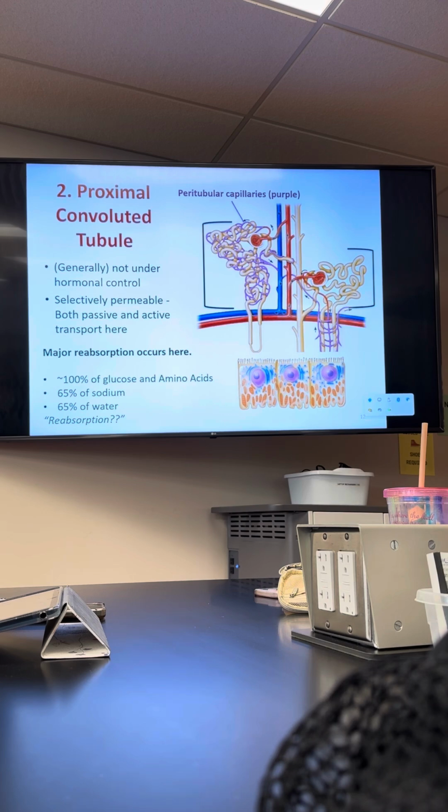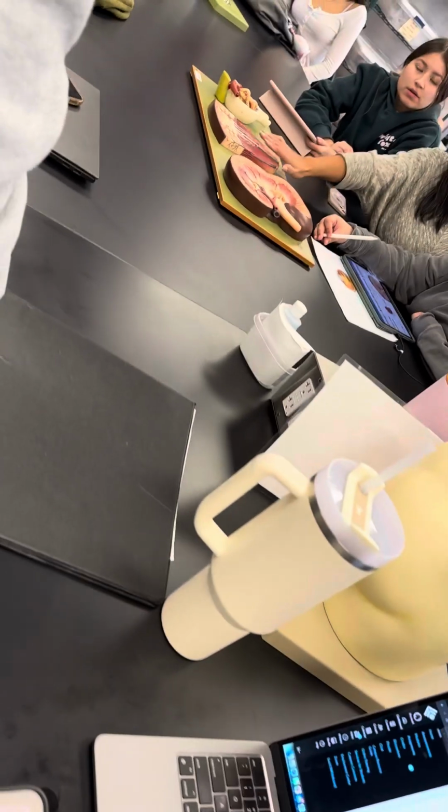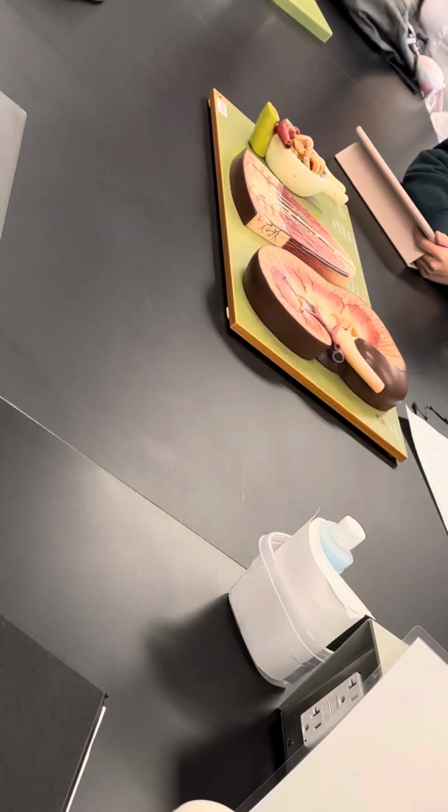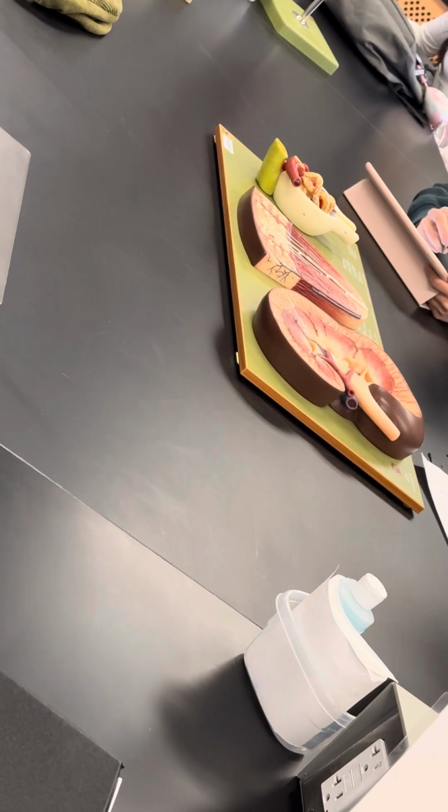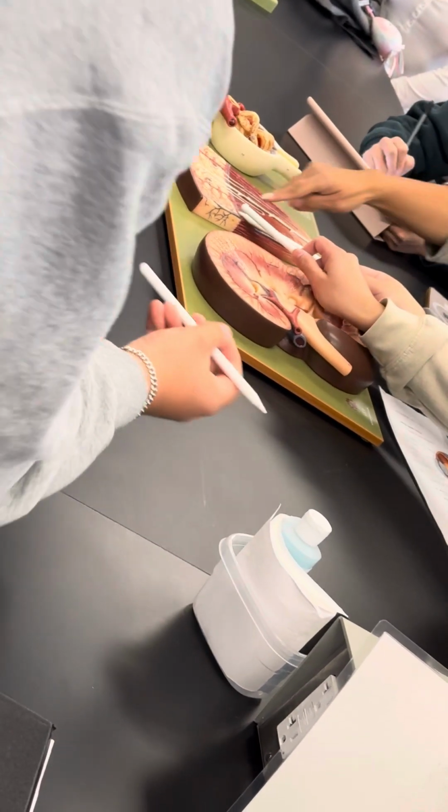Wait, did we find it? Which one do we think is the vasa recta and which the peritubular? Vasa recta is going to look like a ladder. That's the one. They keep them separate so that we can see the difference. But in reality, this is going to be sitting on top of that, surrounding that, okay? Where are the peritubular capillaries? The peritubular capillaries are going to be found in the cortex.